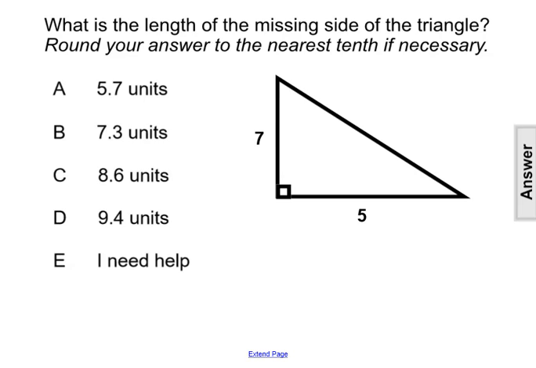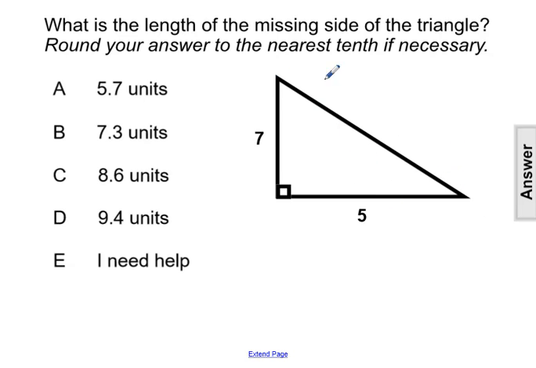What is the length of the missing side of the triangle? Round your answer to the nearest tenth if necessary. So we can see in our triangle that we know the lengths of two of the sides of the triangle. We have our side of 7 and our side of 5, and we can see we're missing this side length here.